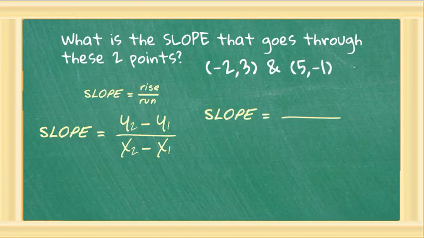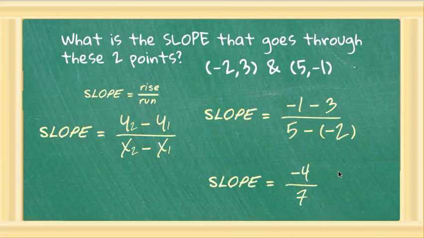So I'm going to plug in. On top goes the y from number 2 minus the y from our first point, -1 minus 3. And underneath goes our x from the second point minus x from the first point, the -2. Once you carefully get those plugged in the right place, then it's just a matter of calculating and simplifying the fraction. -1 minus 3 is -4. Minus a negative is plus, so that's +7. So -4 sevenths.